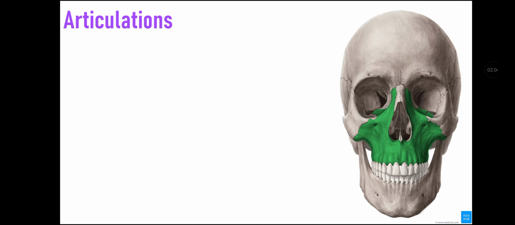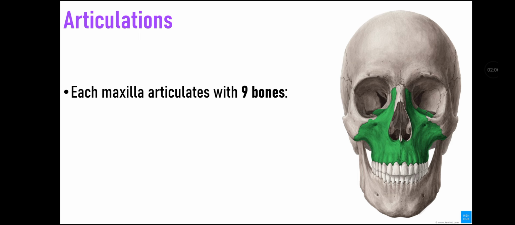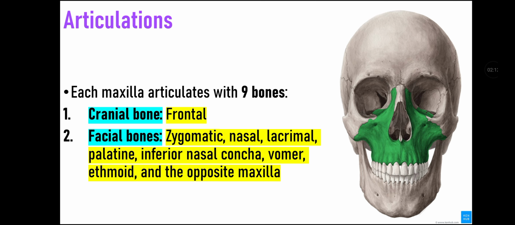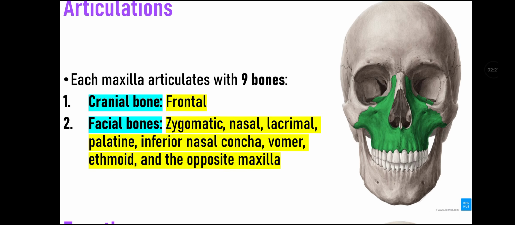Now let's talk about articulation of the maxillary bone. Each maxilla articulates with 9 bones. They include the cranial bone, that is frontal bone, and the facial bones that include zygomatic bone, nasal bone, lacrimal bone, palatine bone, inferior nasal concha, vomer, ethmoid bone, and the opposite maxilla.